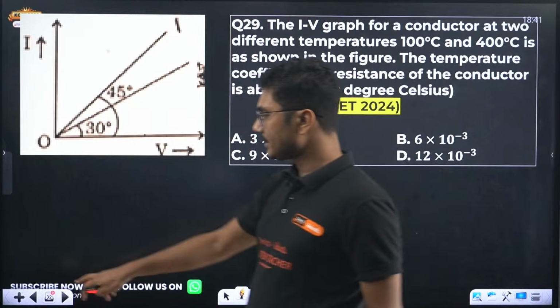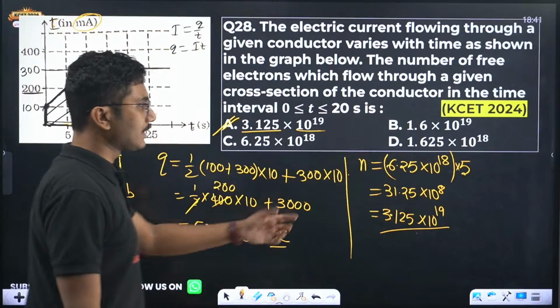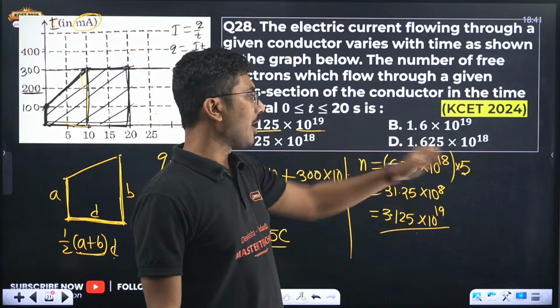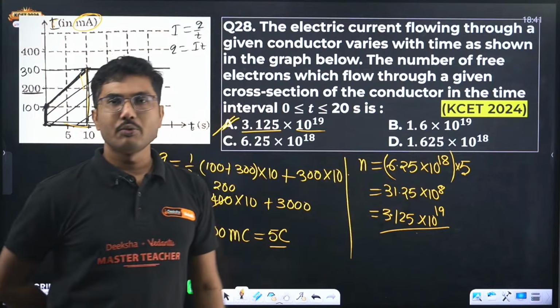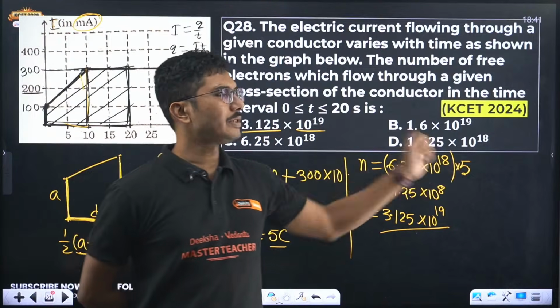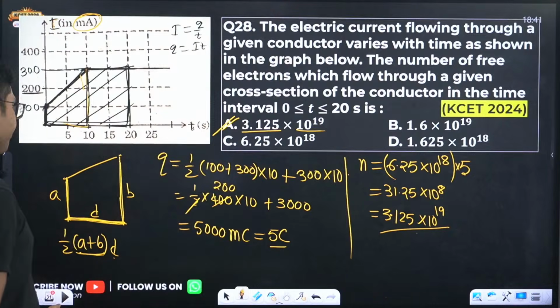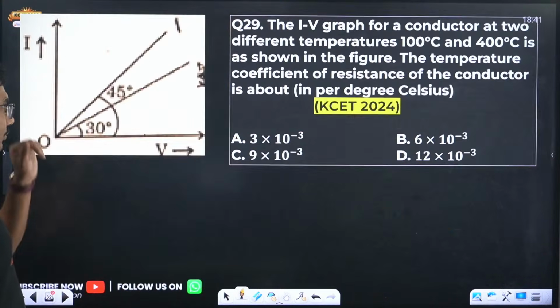But yes, these are the standards. For example, 6.25 into 10 to the power 18 is for 1 coulomb. Now, after solving this, suppose you found 4 coulomb charge, you just multiply by 4. These are the standard values, so you have to remember those to solve questions quickly.